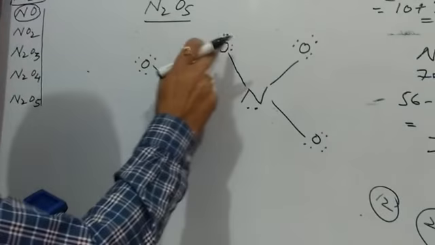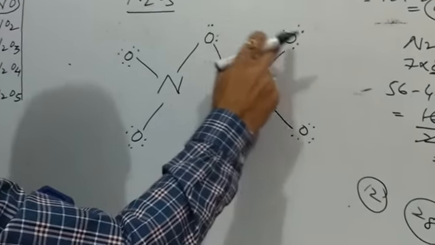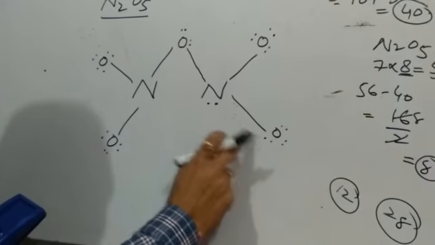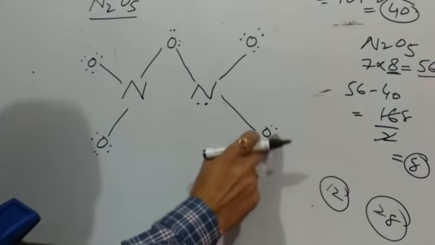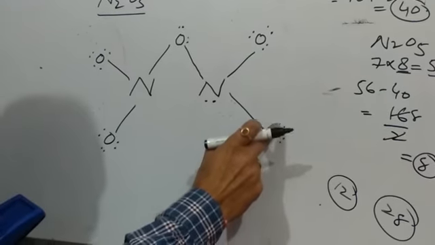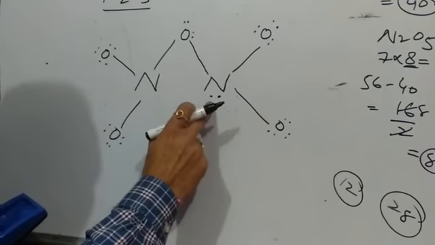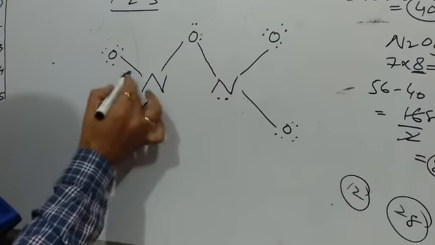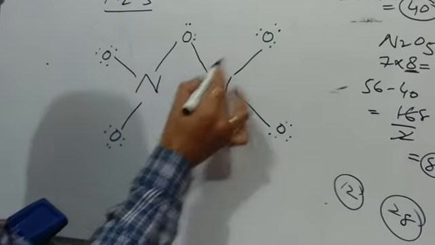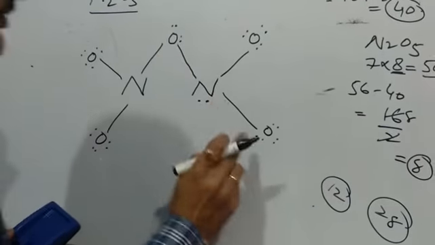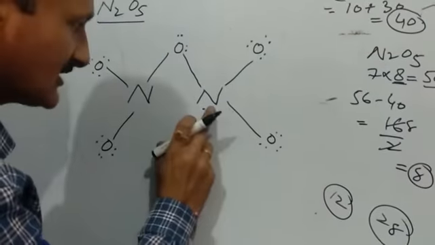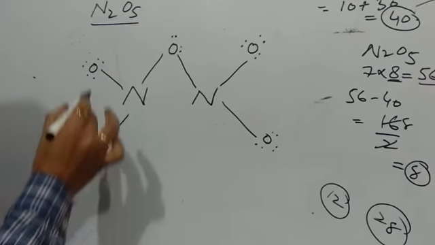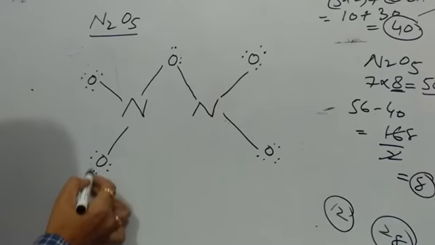Let me again count whether we have consumed 40 or not. 6 plus 4, 10. 10 plus these 6, 16. 16 plus 6, 22. 22 plus 2, 24. 30, 32, 34, 36, 38 and 42. We have 42, so we have consumed two more electrons. So let us remove these two. Now, this has been stabilized.